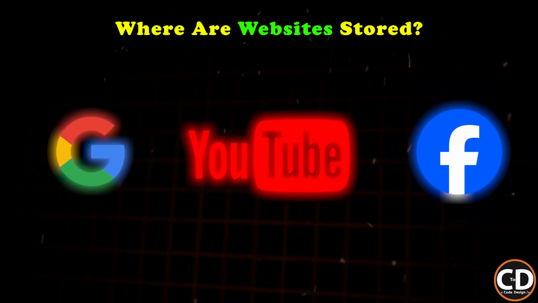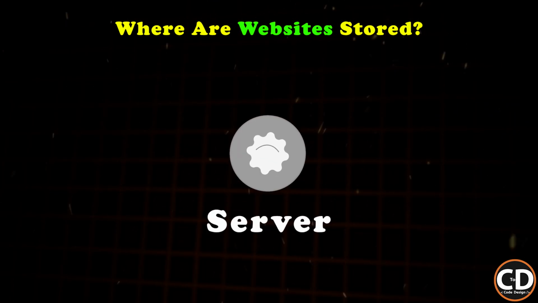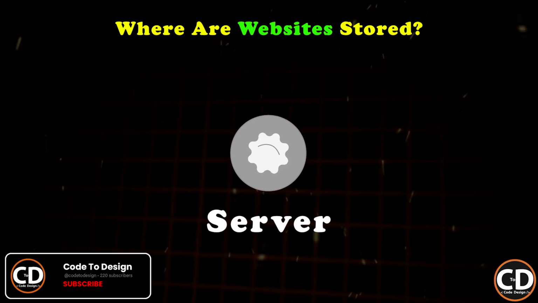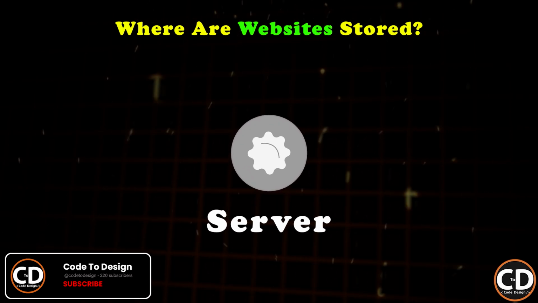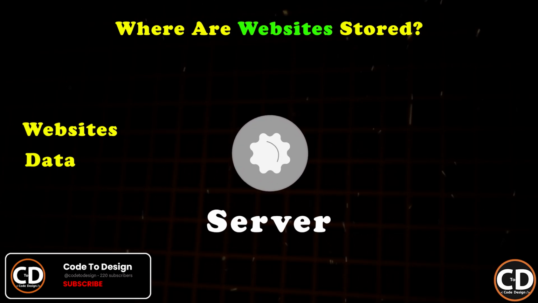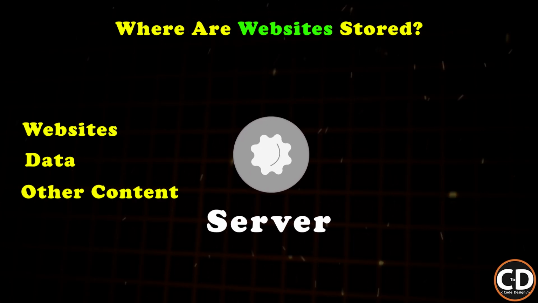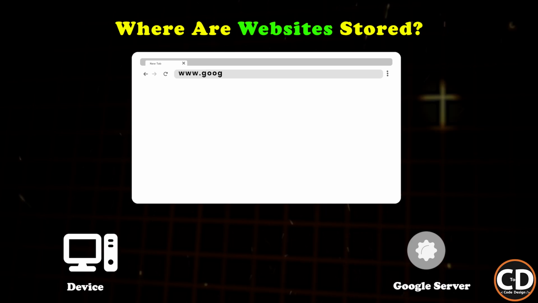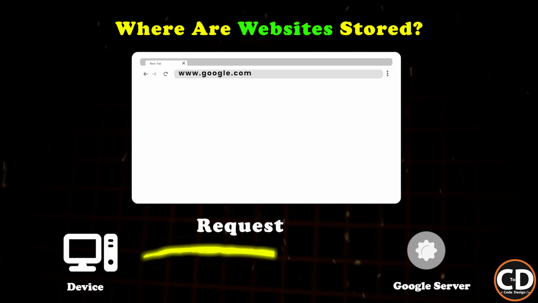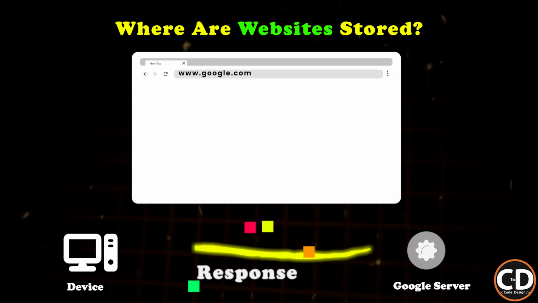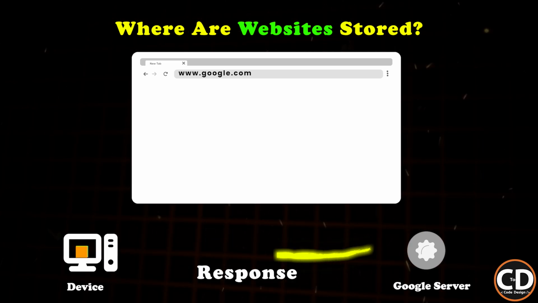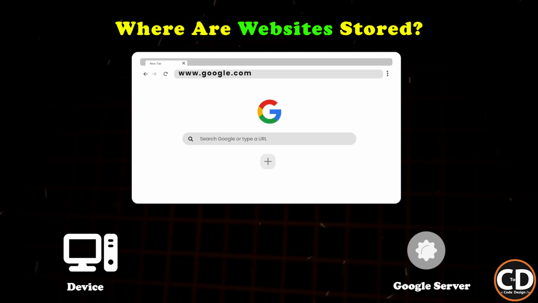So where do websites like Google, YouTube, or Facebook actually exist? Websites are hosted on special computers called servers. A server is just a computer that stores websites, data, and other content, making them accessible to other devices over the internet. When you visit a website, you're essentially sending a request to that server asking for the website's content. The server then sends the data back to your device in the form of packets, which are then reassembled so that you can view the web page.